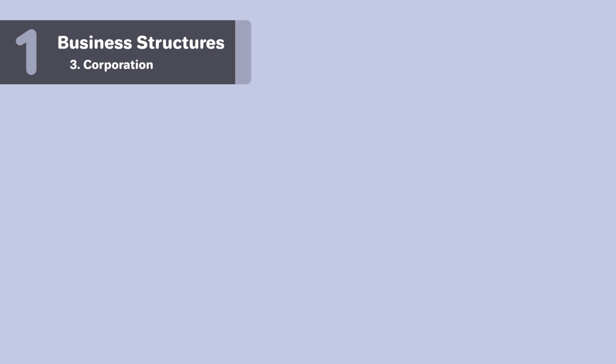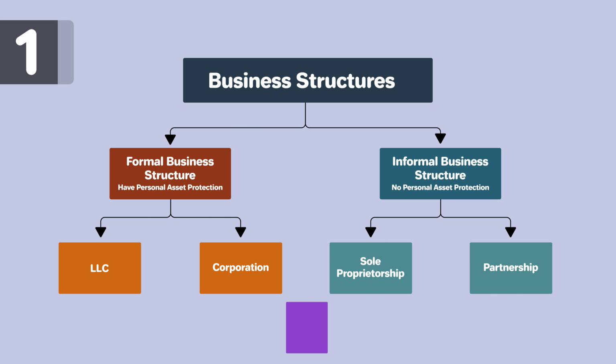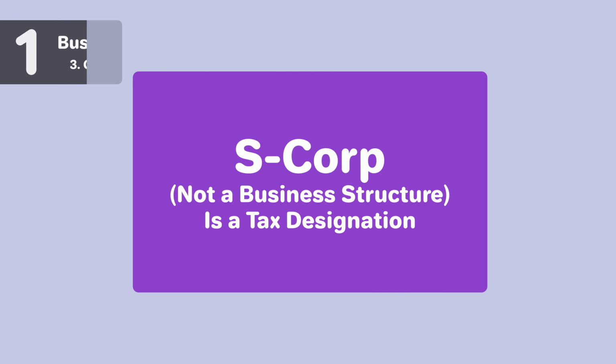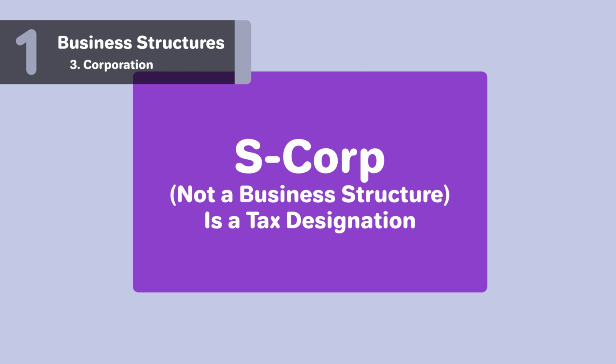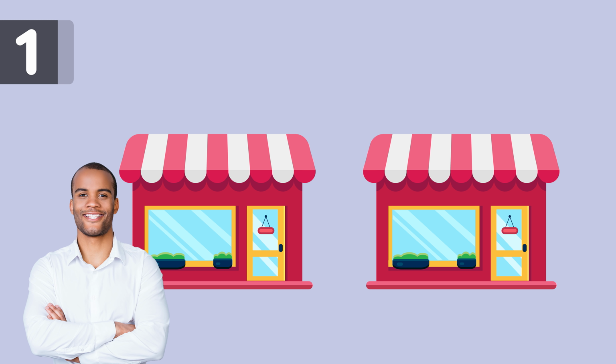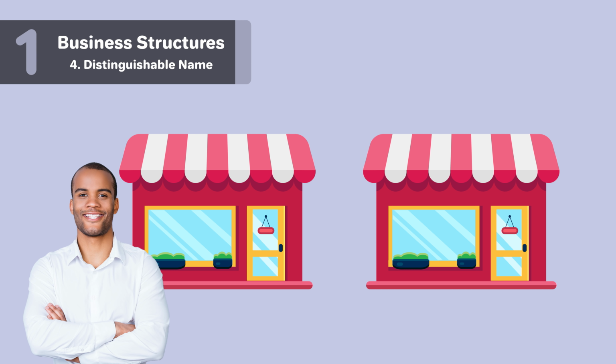When choosing your business structure, you may hear the term S-Corp, which isn't actually a business structure, but a type of tax structure used by an LLC or corporation. If your business is taxed as an S-Corp, follow South Dakota's naming requirements for the business structure you chose. For all business structures, your name must be distinguishable from other existing businesses in South Dakota.